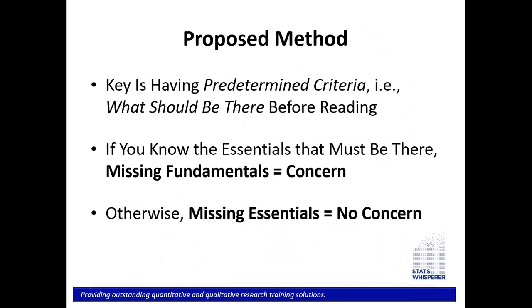So if you know the essentials that must be there and the article is missing some of the fundamentals, you're concerned. You say this should be there, but it's not. But if you don't have a list of those essentials and some of them are missing, it won't be a concern because you won't realize any essentials are missing, because you didn't have these essentials in mind before you read the article. So that's usually where this doubt comes in. You're not sure what should be there, then you read the article and it seems good, but you're not sure if anything's missing because you don't know what should be there before you read it.